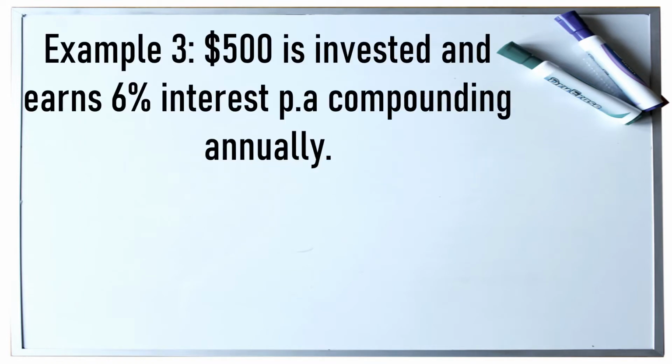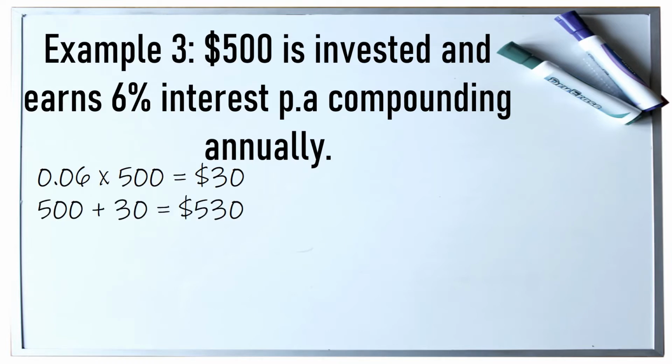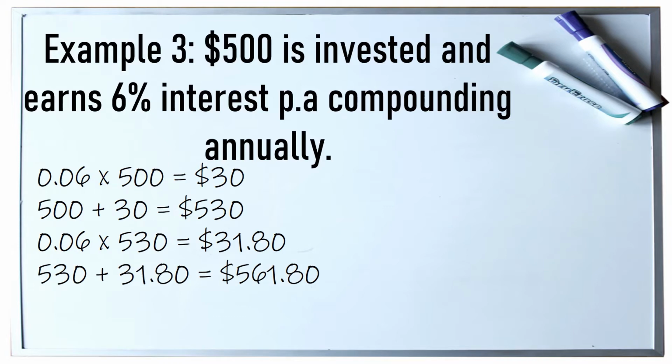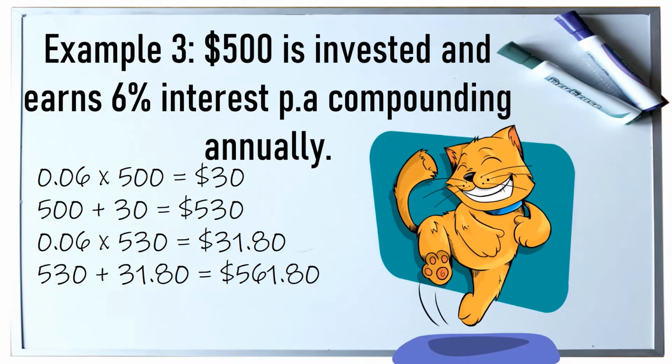$500 is invested and earns 6% per annum compounding annually. One way of approaching this is 6% of $500 is 30, and then we take the 500, add 30 to it, we get 530, work out 6% of that, which gives us $31.80, and then add the $31.80 to the 530, which gives us $561.80. If you're thinking that there's a better way to approach this, you are correct.